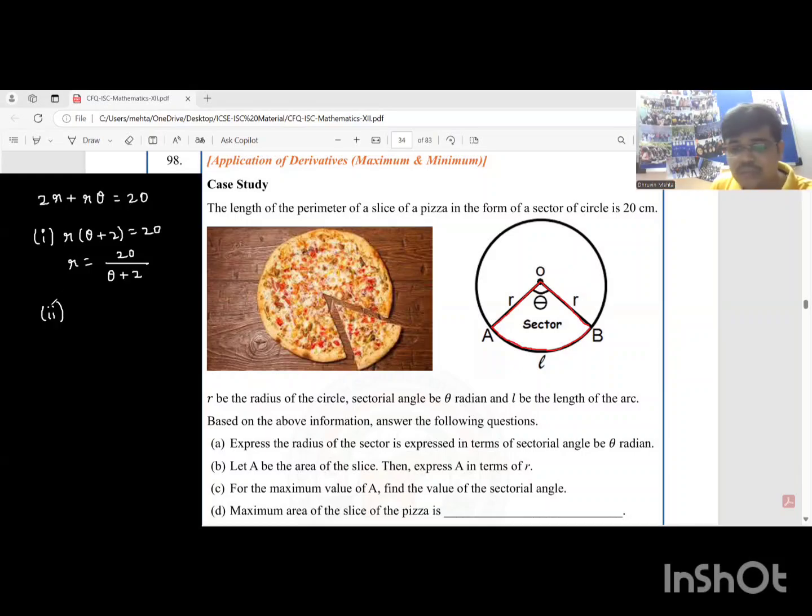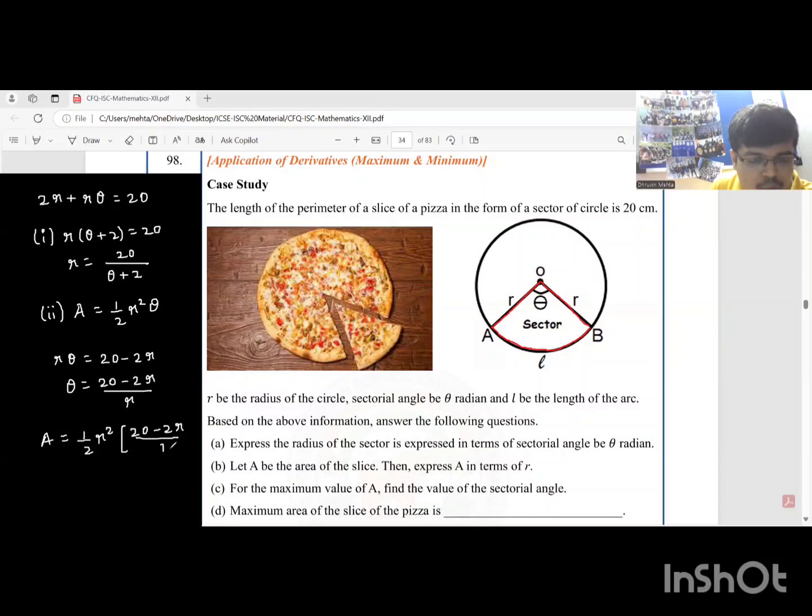Second, let A be the area of the slice, then express area in terms of r. Now the formula for area, students, is half r square theta. We want to express this in terms of r, which means we now want theta in terms of r. From this same equation, r theta will be 20 minus 2r. So theta will be 20 minus 2r upon r, which means area will be half r square into theta, which is 20 minus 2r upon r.